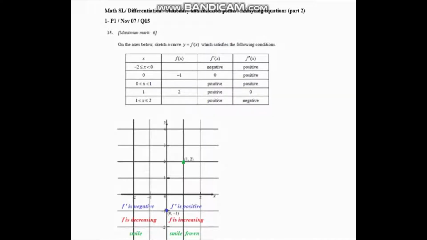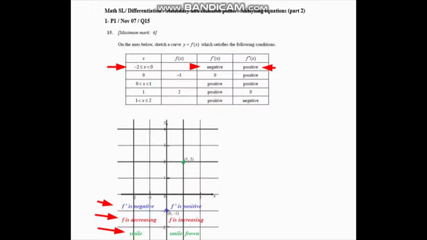So the information we are given includes that from -2 to 0, f dash is negative and f double dash is positive. And I wrote this down. So f dash is negative, hence the function is decreasing, and f double dash is positive, hence I have a smiling or concave upwards curve.